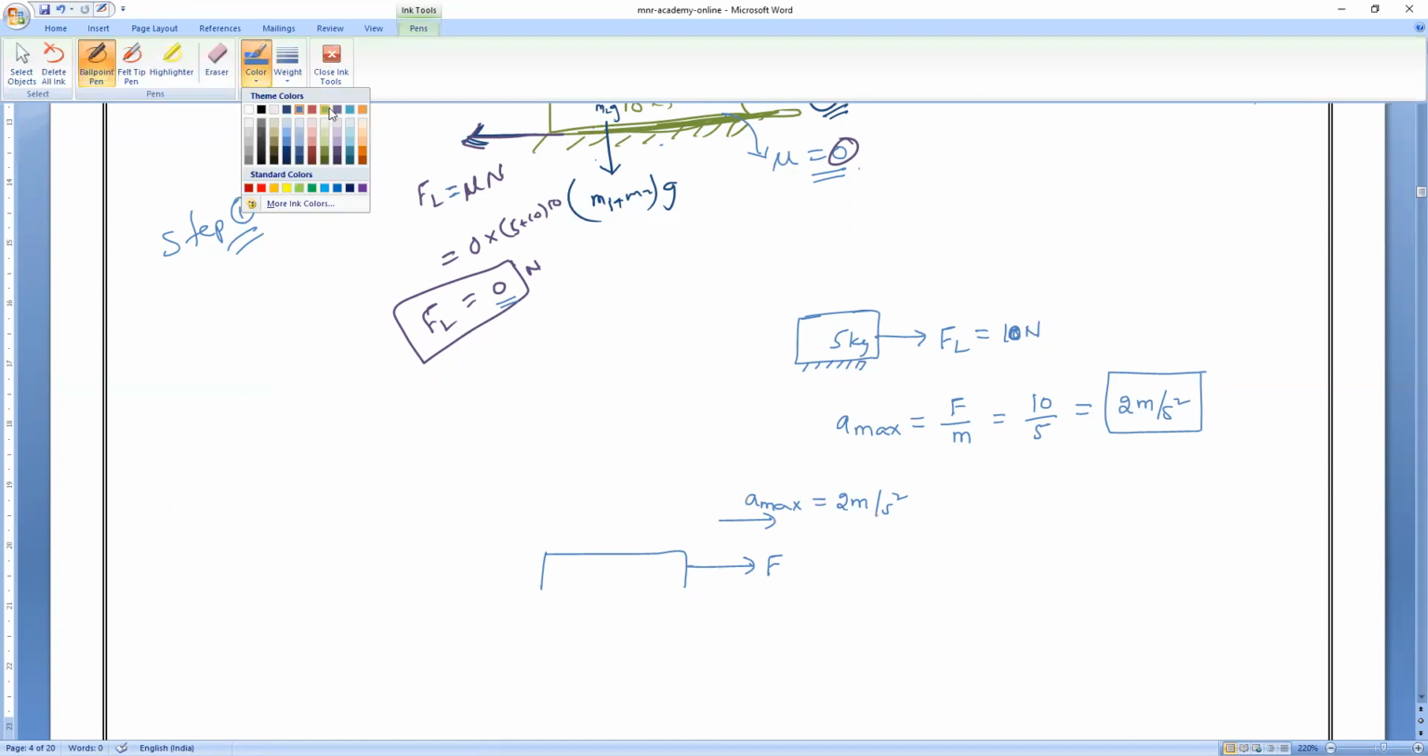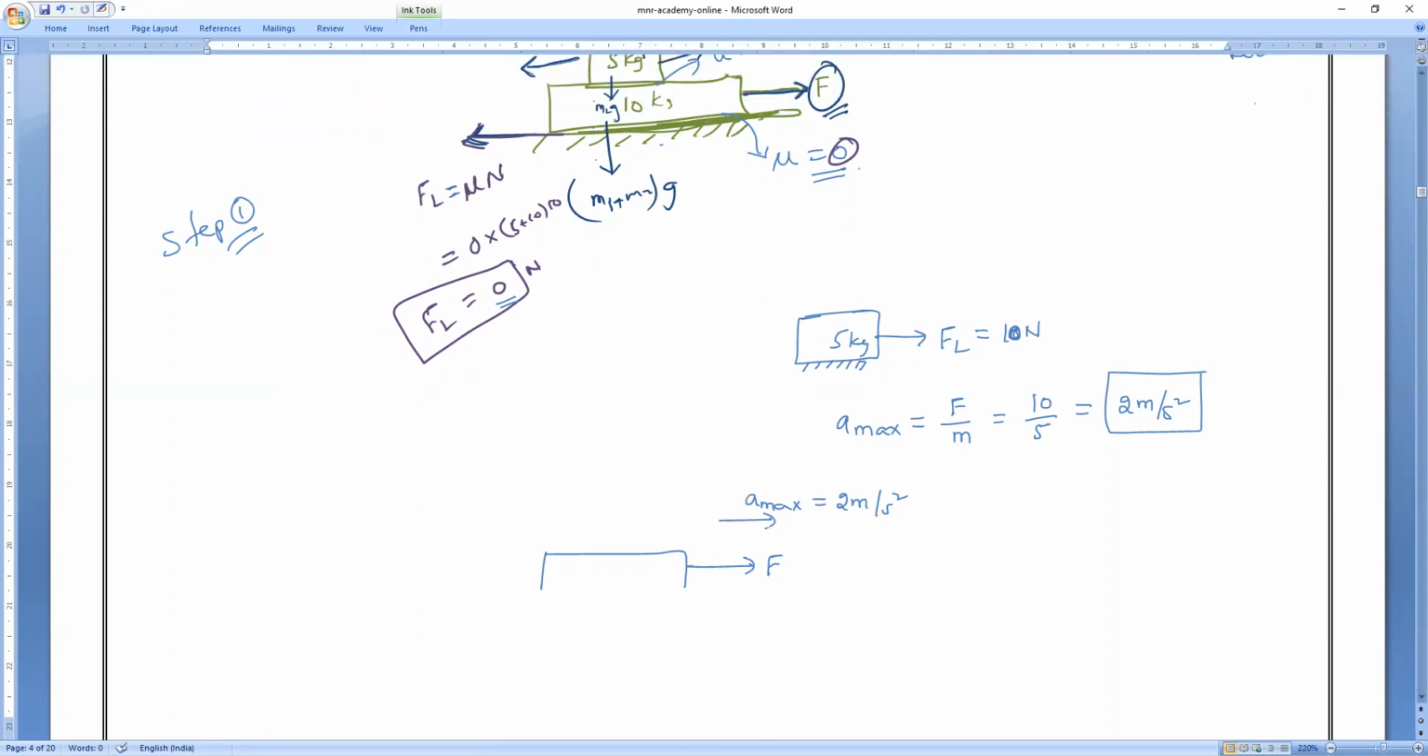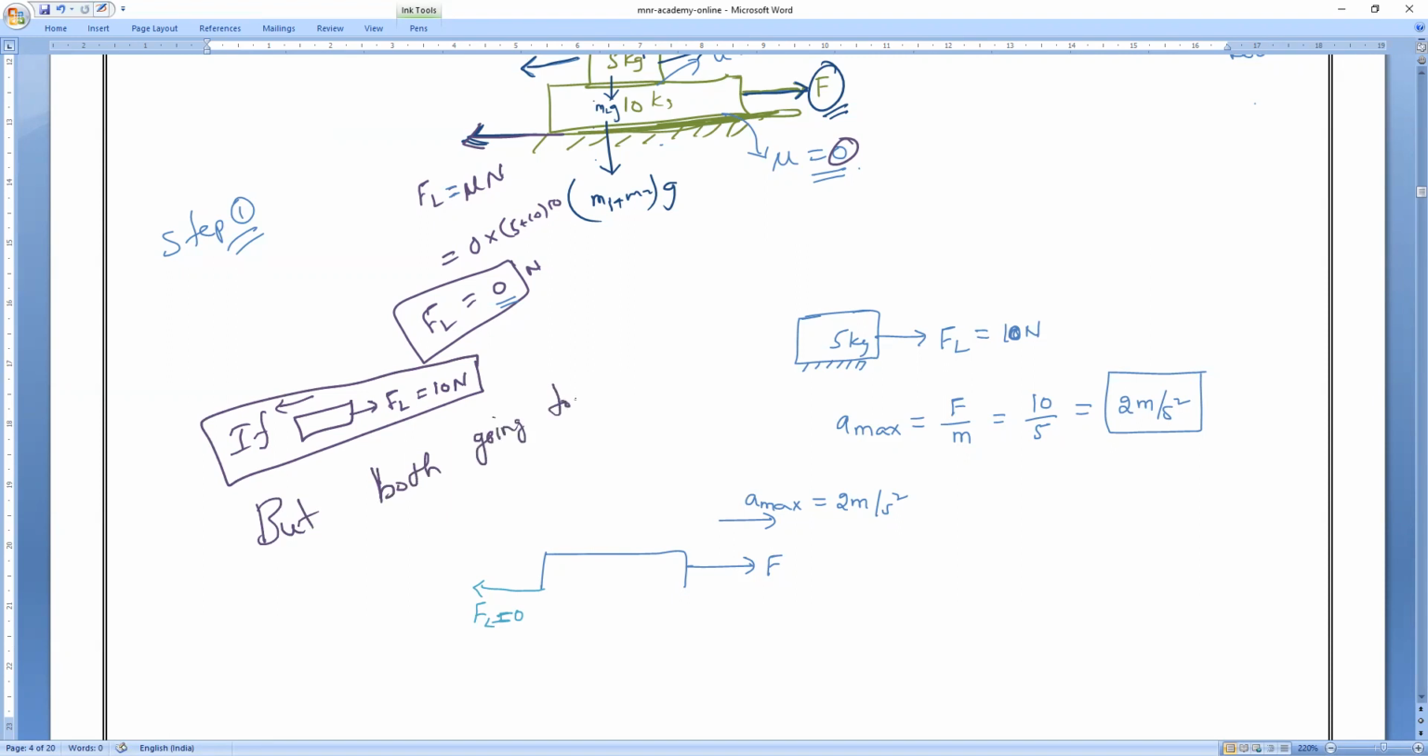We have to calculate the F maximum so that both the blocks move together. So now, for the first block, what is the F limiting? We already know that: 0. Now, if the second block moves in the backward direction, what is the F limiting in the forward direction? 10 newtons. We got it. But now they are saying both go together.